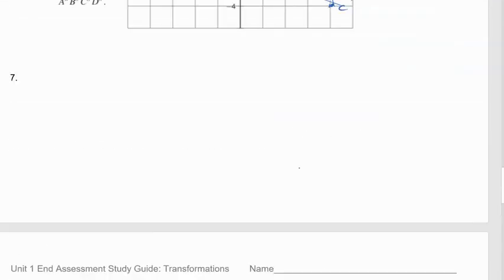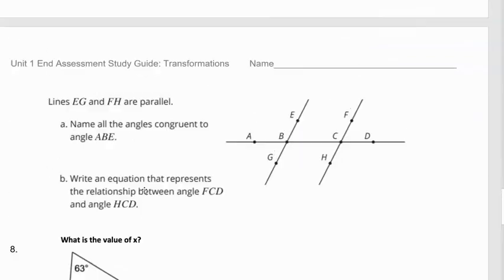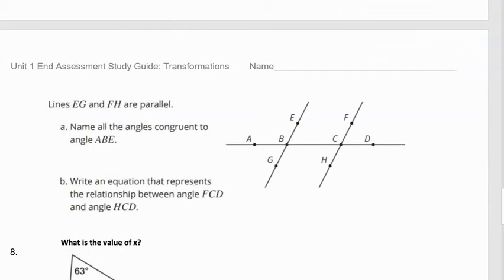All right, number 7. For number 7, you have these 2 lines, EG and FH, and they tell you they're parallel. Wonderful. That means they never cross one another. They never have an intersection with one another, except for this transversal. The transversal, we can call it line AD if you want, which does cut through both those parallel lines.